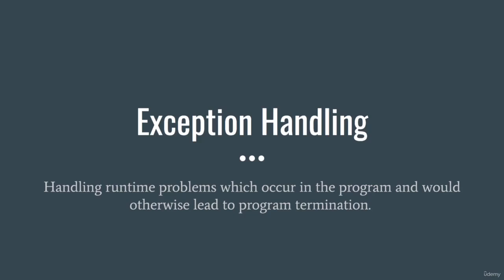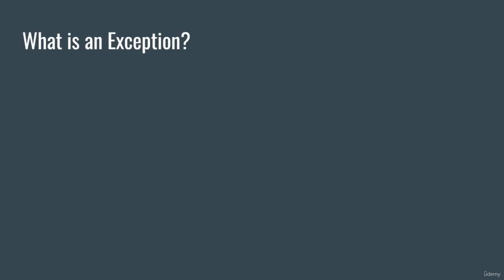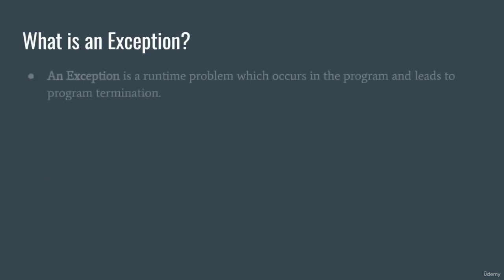Welcome back. In this video, we are going to check out exception handling, which means the handling of runtime problems which occur in the program and would otherwise lead to program termination. So this is the case for not only apps, but for all programs. So what is an exception? An exception is a runtime problem which occurs in the program and leads to program termination, which on the phone means that the app is not going to respond.